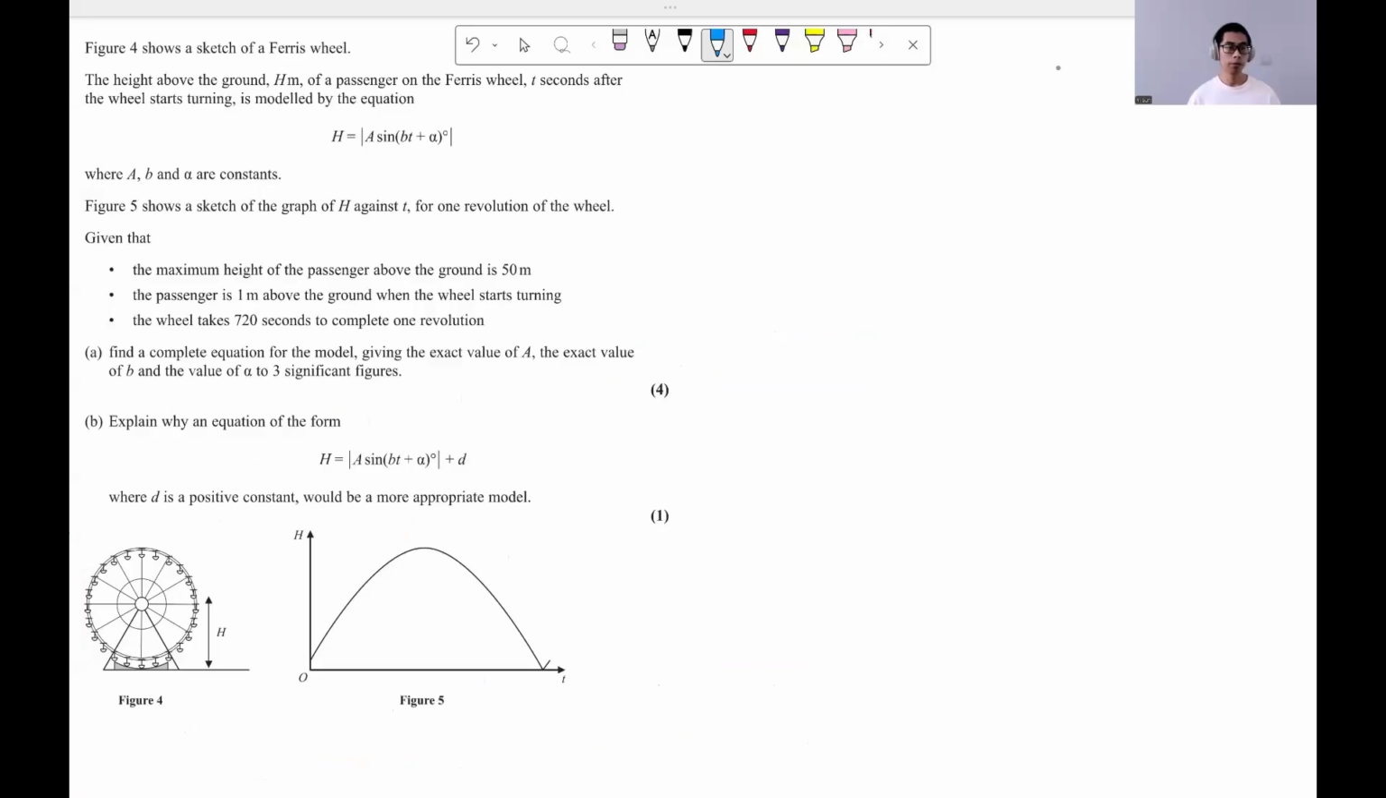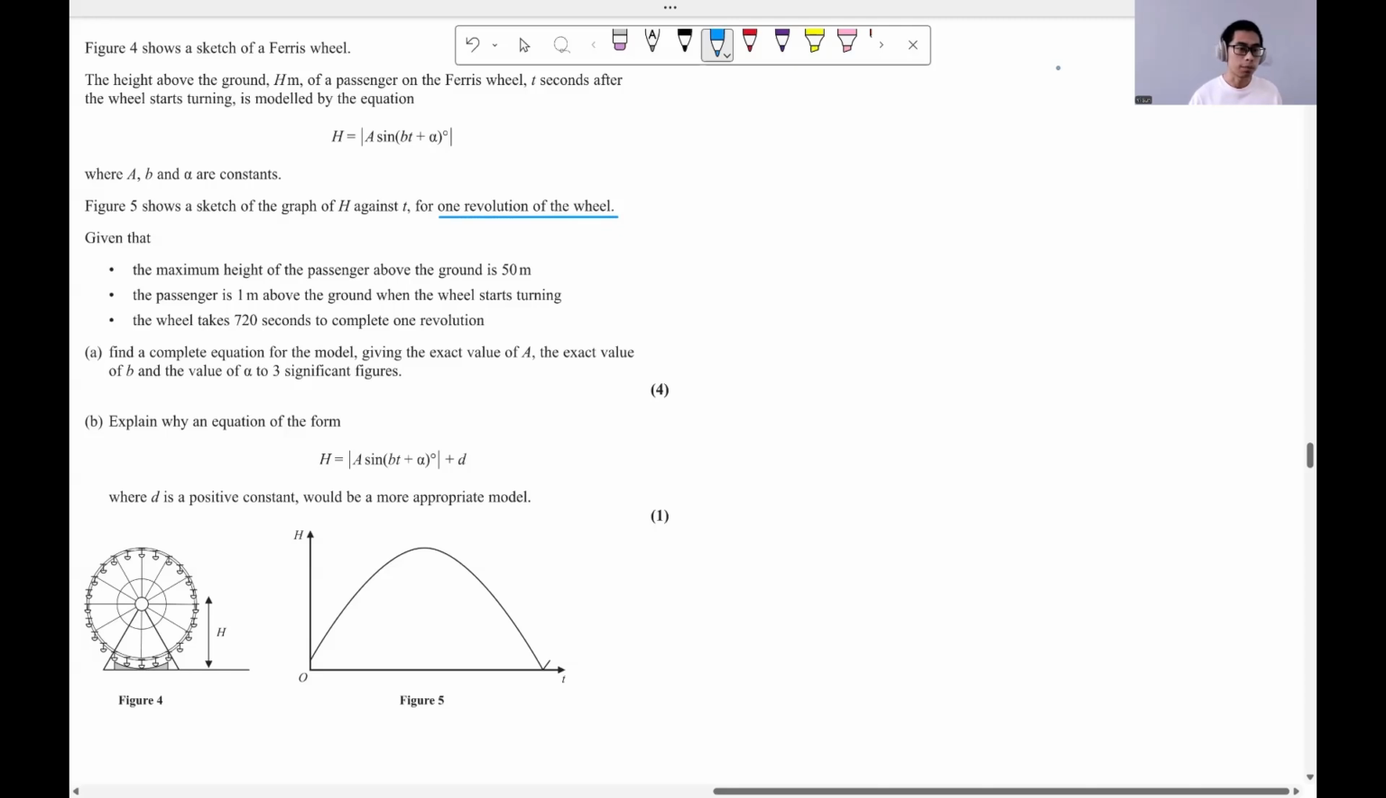Question 9. Figure 4 shows a sketch of a Ferris wheel. The height above the ground, in meters, of a passenger on the Ferris wheel t seconds after the wheel starts turning is modeled by the equation h equals the modulus of A sin(bt + alpha), where A, b, alpha are constants. Figure 5 shows a sketch of the graph of h against t for one revolution of the wheel.